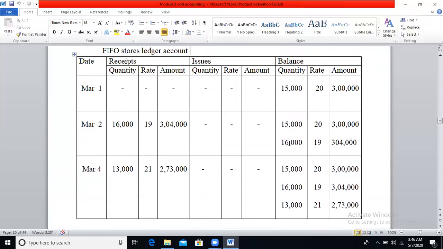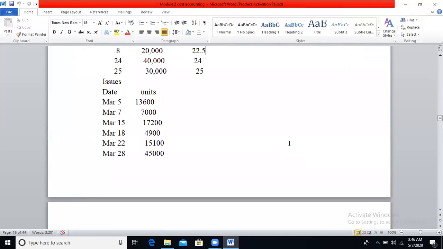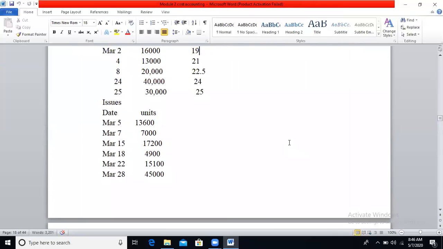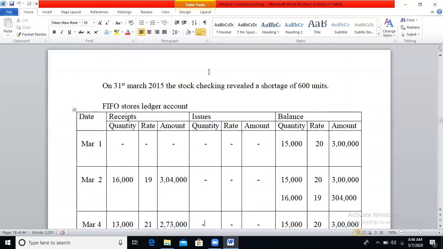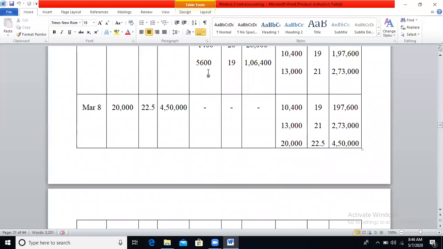The next transaction is March 8th. We are receiving, or purchasing, 20,000 units at rupees 22.5. So record this transaction. March 8th, the receipts will be: we are receiving 20,000 units at rupees 22.5. If you multiply 20,000 into 22.5, you will get 4,50,000.